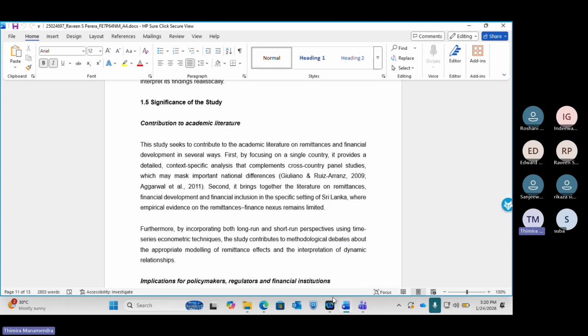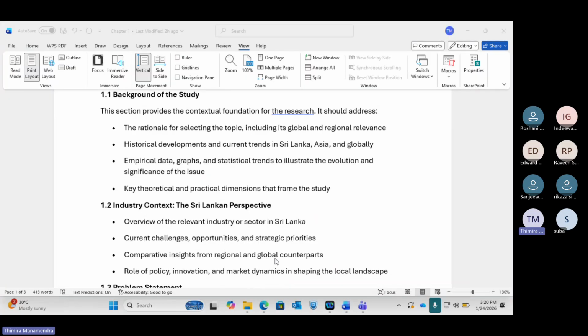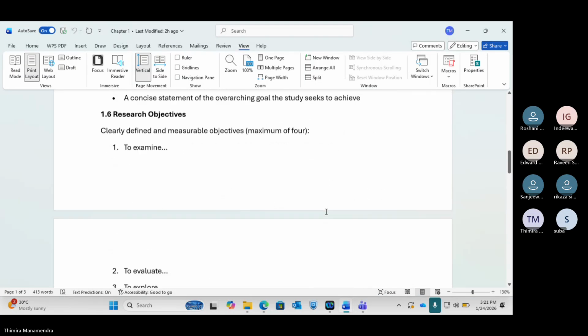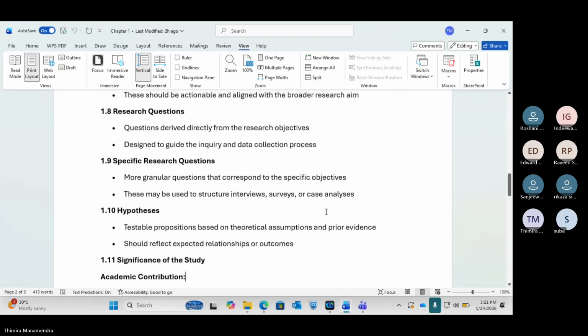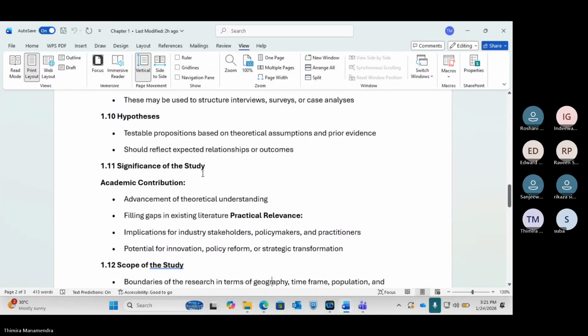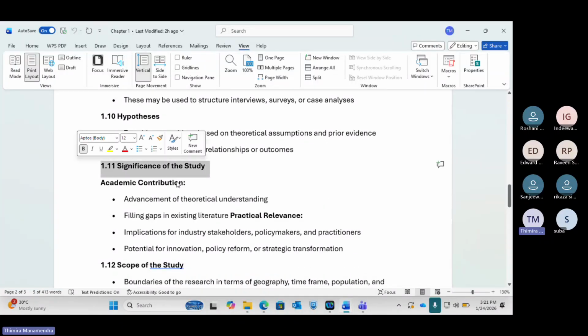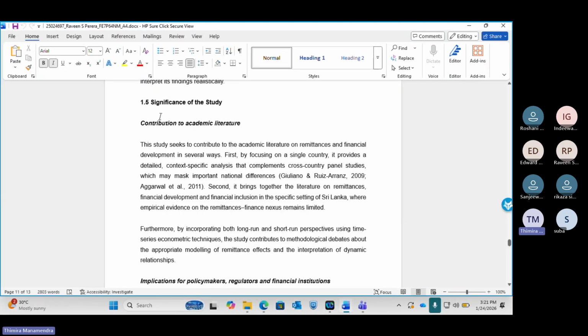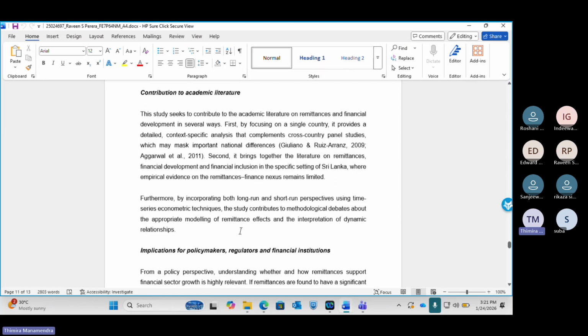Significance of the study. Remember what I asked you all to do in my structure also? Significance of the study. So Ravin has covered that also. Academic, and definitely there can be a practical aspect also.